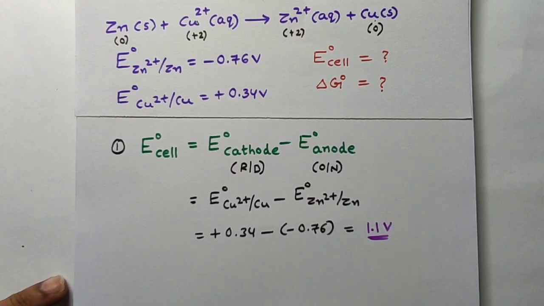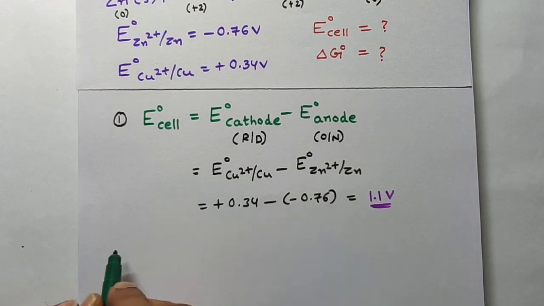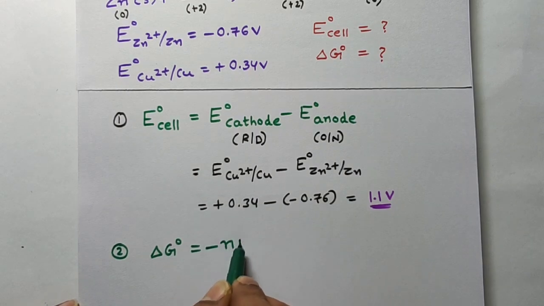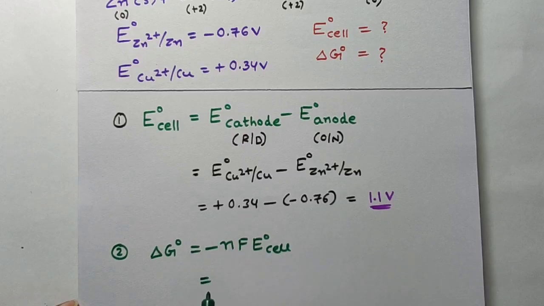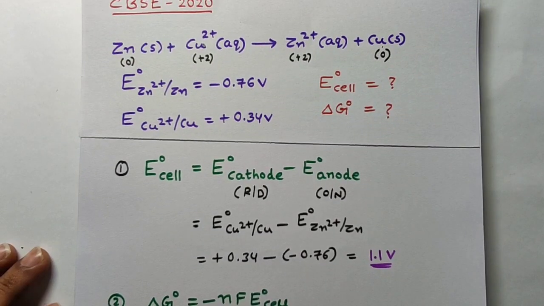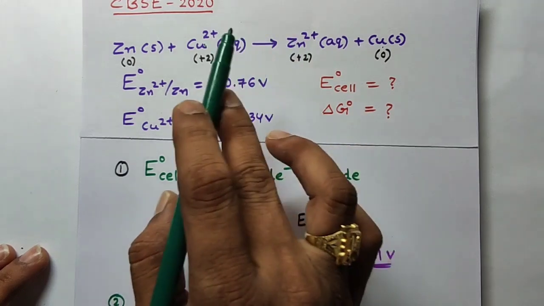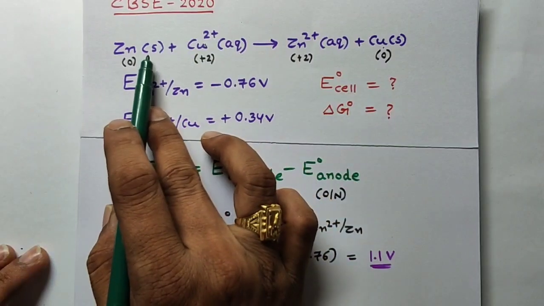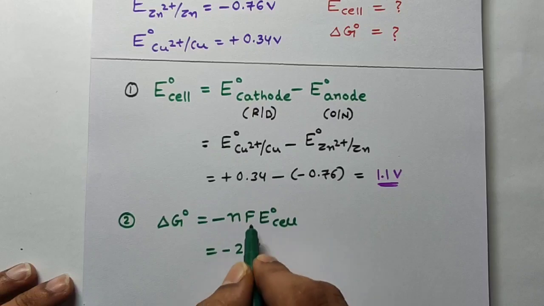Okay, next, second one, delta G naught we have to find out. What is the delta G naught formula? See here, delta G naught equal to minus nF E naught cell. Very simple formula, minus nF E naught cell. Okay, so now what is n? Here n is nothing but the number of electrons involved in the redox reaction. Here zinc loses 2 electrons and is converted into Zn2 plus, and Cu2 plus gains those same 2 electrons and is converted into Cu. So here how many electrons are involved? 2 electrons, right? So that's why minus 2 into F for Faraday.